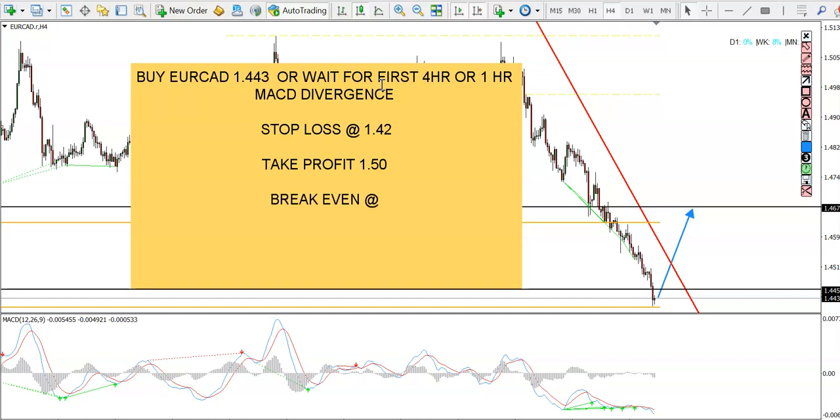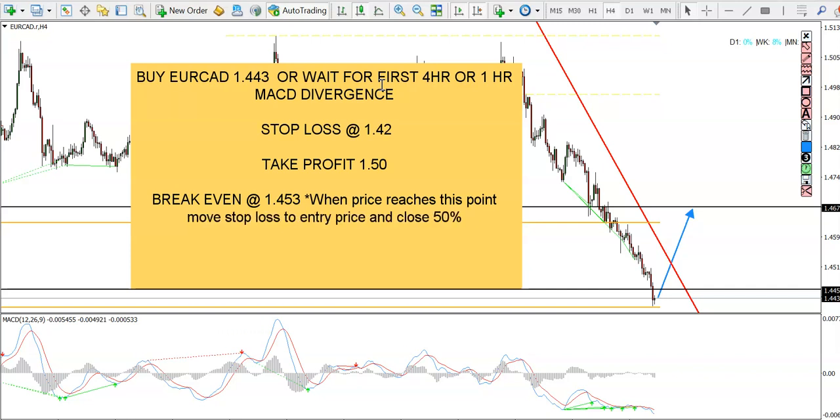Break even will be 145.3. To explain this for you in case you don't know, when price reaches this point, move stop loss to entry price and close 50% of position. Pretty simple. So that's the trade setup.